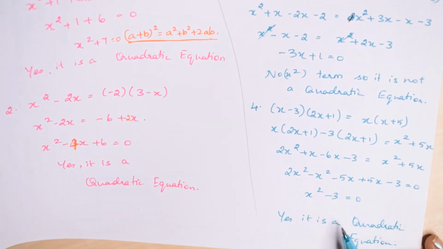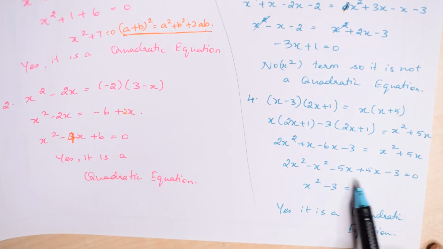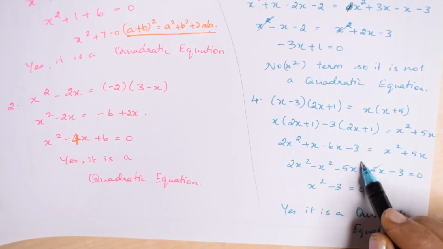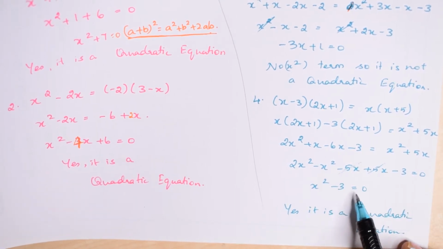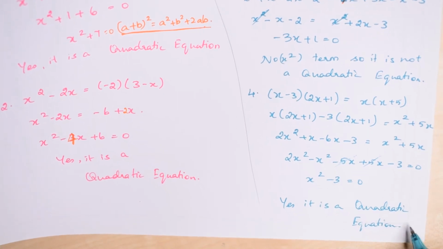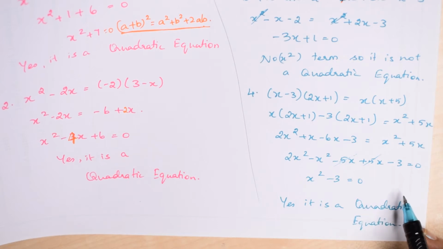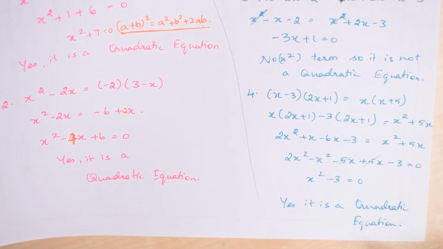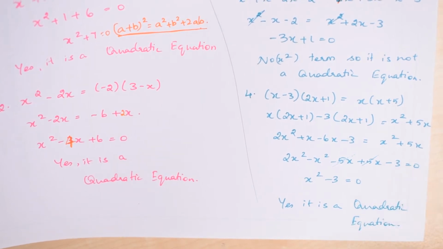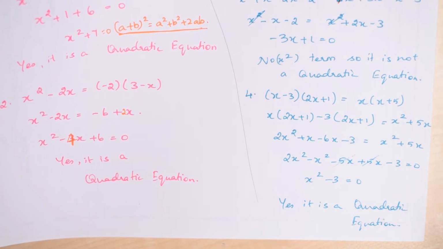Even though it does not have an x term, the x term got cancelled. Even though there is no x term, I have x square minus 3, so it is considered as a quadratic equation. So what happens? x square is equal to 3, x is equal to plus or minus root 3. So I got two values of x, so it is a quadratic equation.